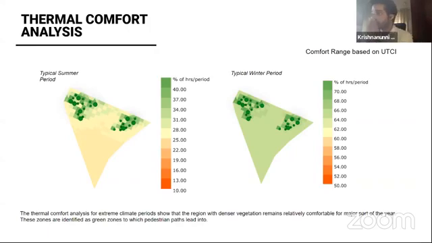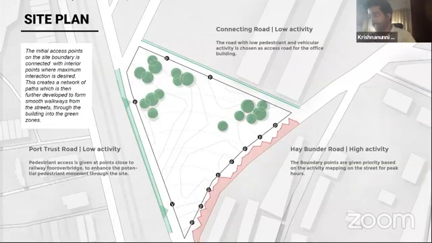For this, we analyzed the site in terms of thermal comfort, and we observed that due to the large scale of the plot and the absence of significantly shading context buildings, the thermal comfort level is relatively uniform throughout the site, except for the regions with denser vegetation, which show a relatively higher thermal comfort percentage throughout the year. So we decided to retain these and develop these regions into landscape green zones to which the pedestrians are attracted.